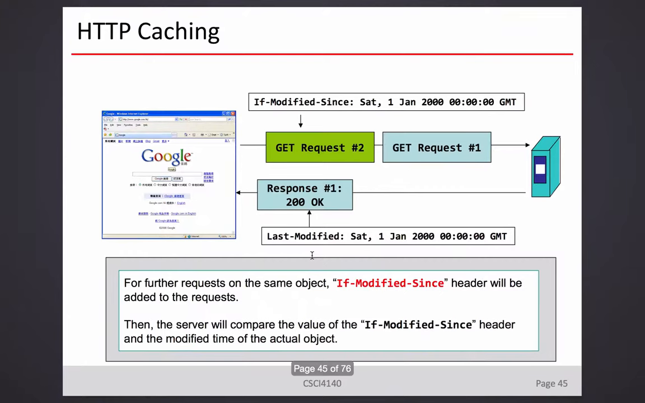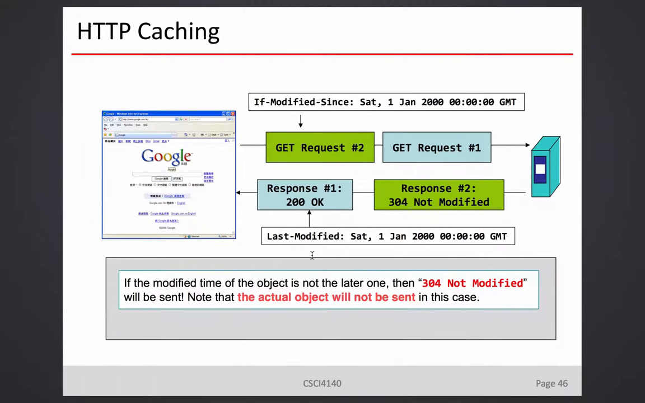So that's why you send a request. The server will tell you, please give me also your modification time of that request. If-Modified-Since header will be added to the get request. So the get request sent there and finds that your last modification time is this day. I will tell you 304.